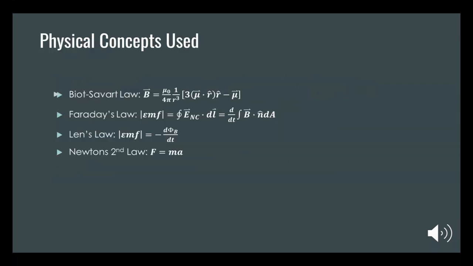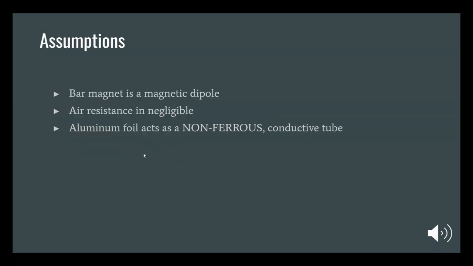The physical concepts we used in this lab are the Biot-Savart law, Faraday's law, Lenz's law, and Newton's second law. Some assumptions that we can make for this lab are that the bar magnet is a magnetic dipole, the air resistance is negligible, and aluminum foil acts as a non-ferrous conductive tube. That's important for this lab.